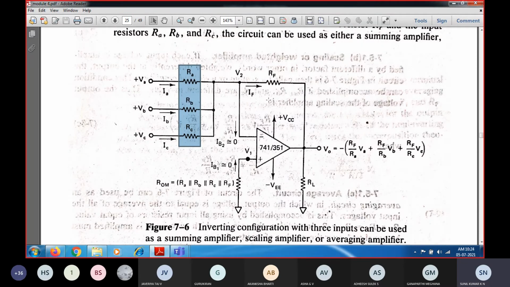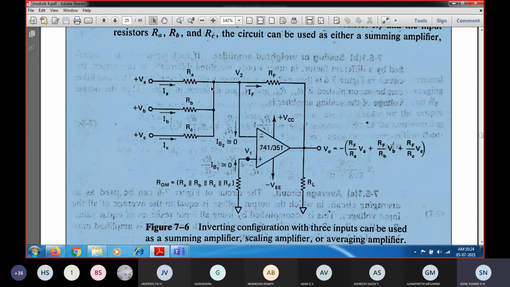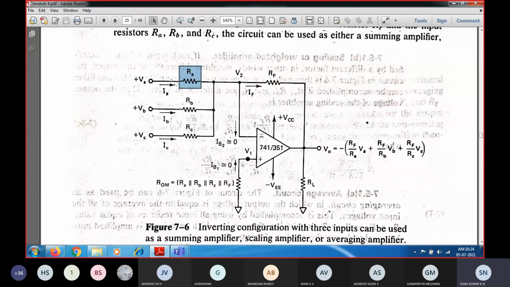For this I am going to explain the design part. RA is the resistance, and with the voltage source VA through the resistance RA, the current flows through it. IB is the current through RB.